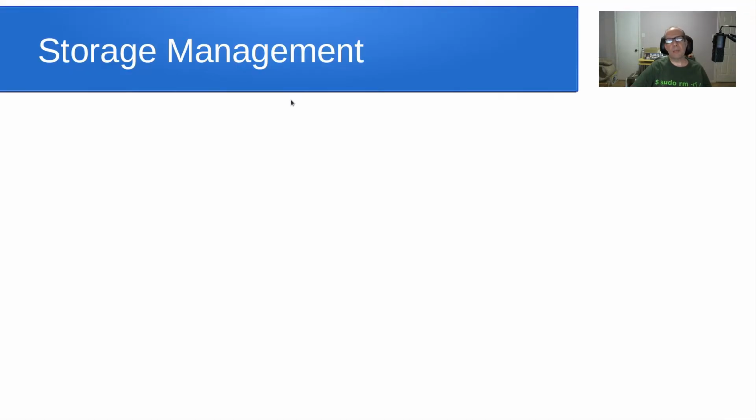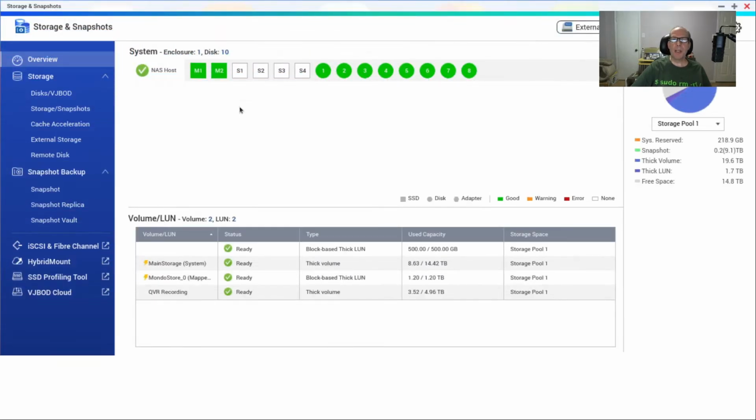Okay, so the other thing that we have is storage management. And they have an application on QNAP called Storage and Snapshots. Here is a top-level overview of Storage and Snapshots. And the things that are in green are the devices that I have installed. The first two labeled M1 and M2 are M.2 SATA SSDs that are on the motherboard. And then the four, S1 through S4, are 2.5-inch slots that could be for spinning disks or they could be for SSDs. I don't currently have anything in those 4 slots.